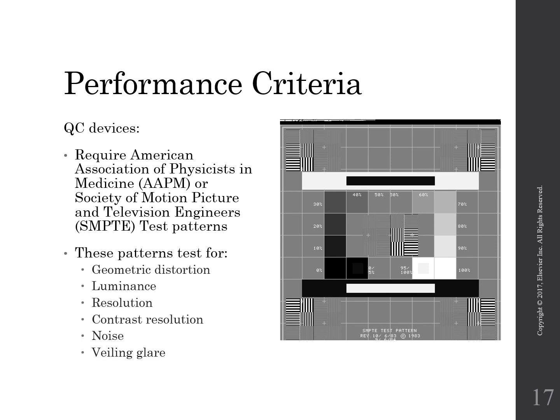But the idea of these test patterns is that we need them to help us distinguish if there's any geometric distortion, what the level of luminance is in our system, what the resolution and contrast resolution the system is capable of, if it's producing any noise, and then we evaluate basically the ambient light, looking for any types of veiling glare.